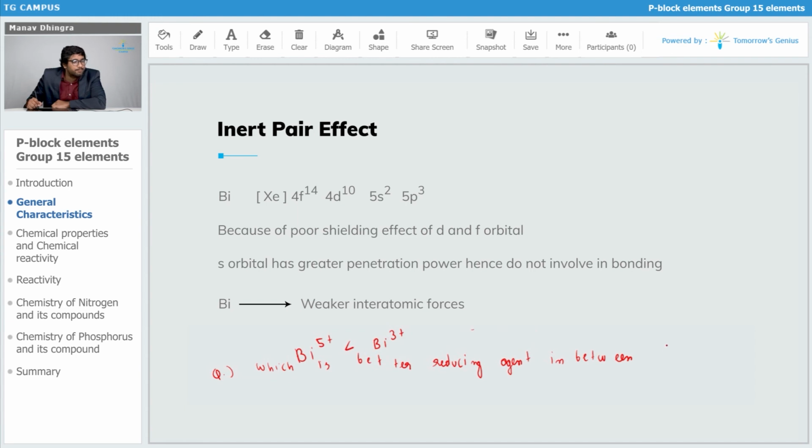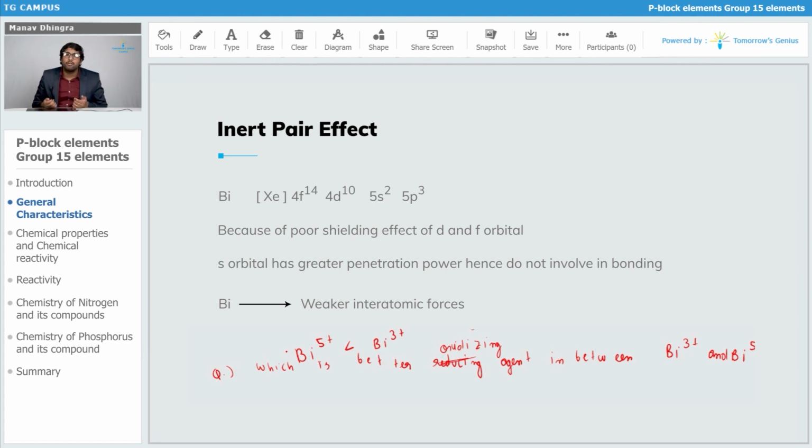In between Bi 3 positive and Bi 5 positive. Instead of reducing agent, you can use oxidizing agent. Which is the better oxidizing agent, right? So bismuth 5 positive, because bismuth 5 positive always wants to go into the +3 state, that is, it is reducing itself, so it will be oxidizing another chemical compound.